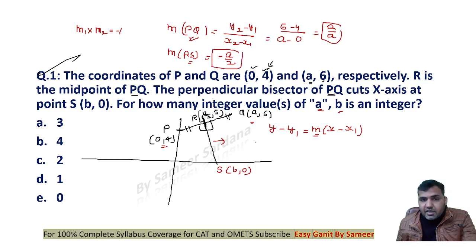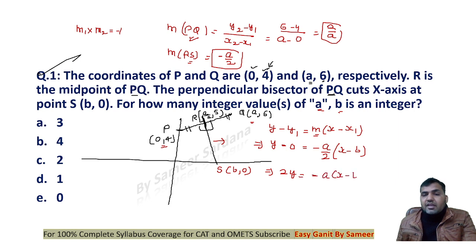So just put the value here, y minus y1. Let's find the equation of the line RS. y minus 0 is equal to m, which is minus a upon 2, into (x minus x1), right? x1 is b, the abscissa of the other point is b. So this is the equation of the line RS, guys, which is 2y equals minus a into (x minus b).